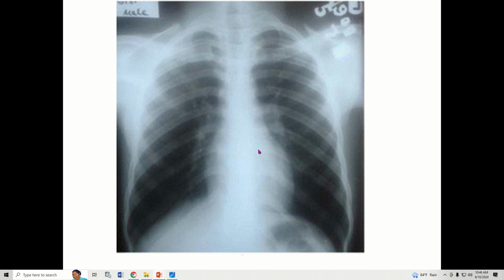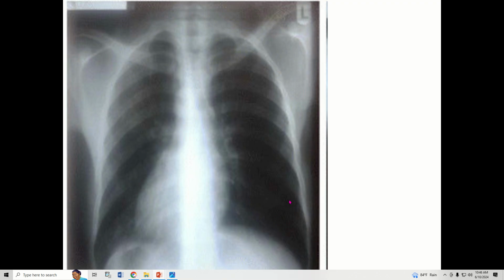This is the chest X-ray. This apex is directed downward, forward and to the left. This is another chest X-ray. You see the apex is directed downward, forward and to the right. In the marking, this is the left side, but the apex is not on the left side of the picture.